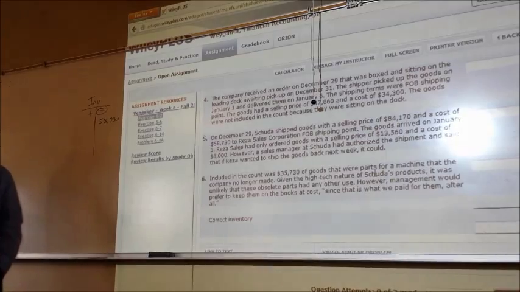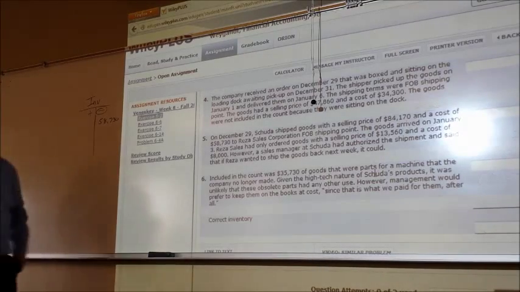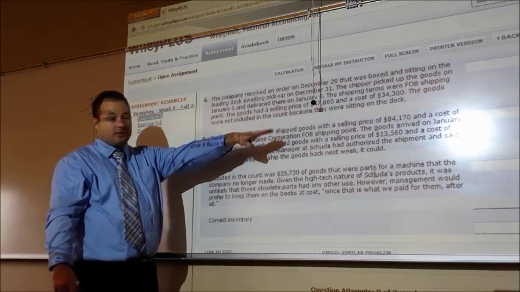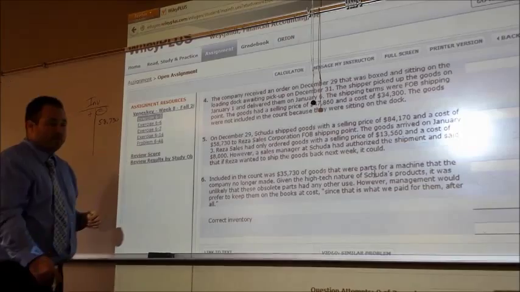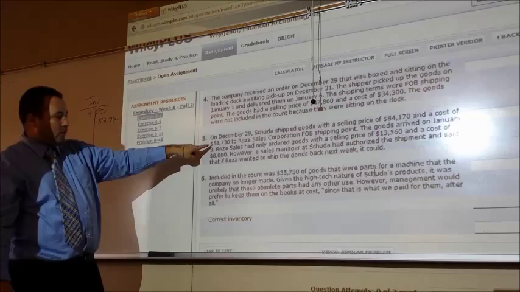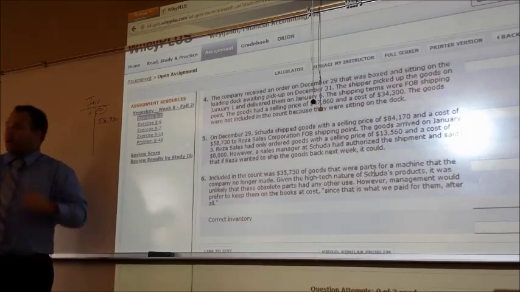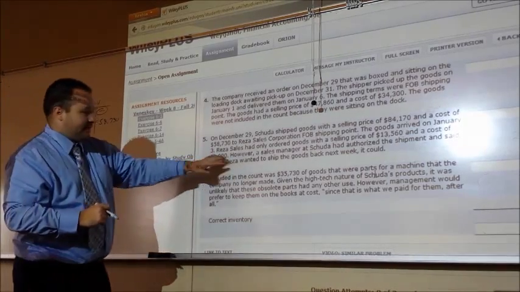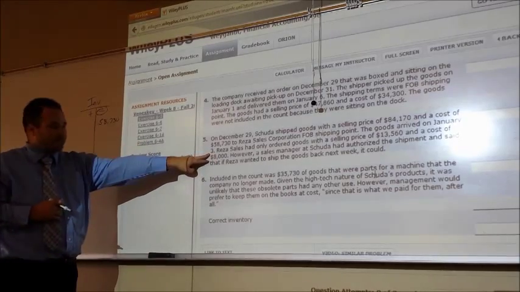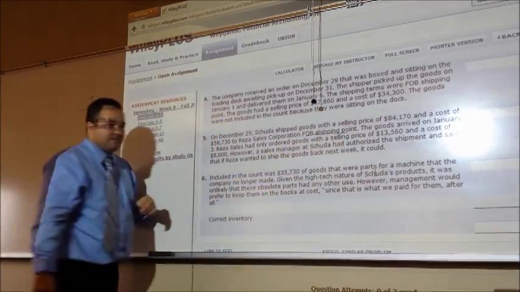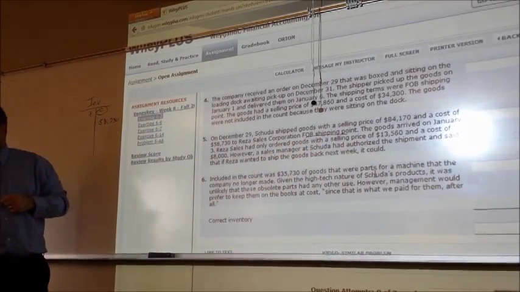FOB shipping point means that the goods transfer title as soon as they're shipped, whereas FOB destination means they don't transfer until the other person gets it. So we did it right here, that we would count this as items gone. It was shipped off on the 29th. So, yep, we don't own the inventory anymore. It doesn't matter that they arrived on January 3rd. When they tell us this information here, the destination date is irrelevant.